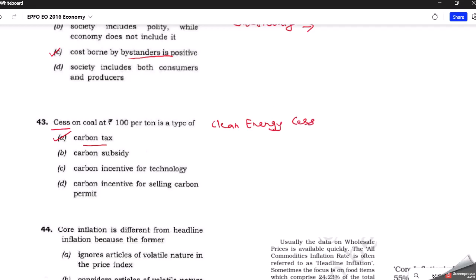This was started by the government in 2010. And why was it started? Because this cess charged on coal is in line with the principle of polluter pays. So basically on this principle this cess was started, that whoever is using coal for producing or doing any kind of activities will have to pay a cess or some kind of tax on it. So A is the correct answer here.